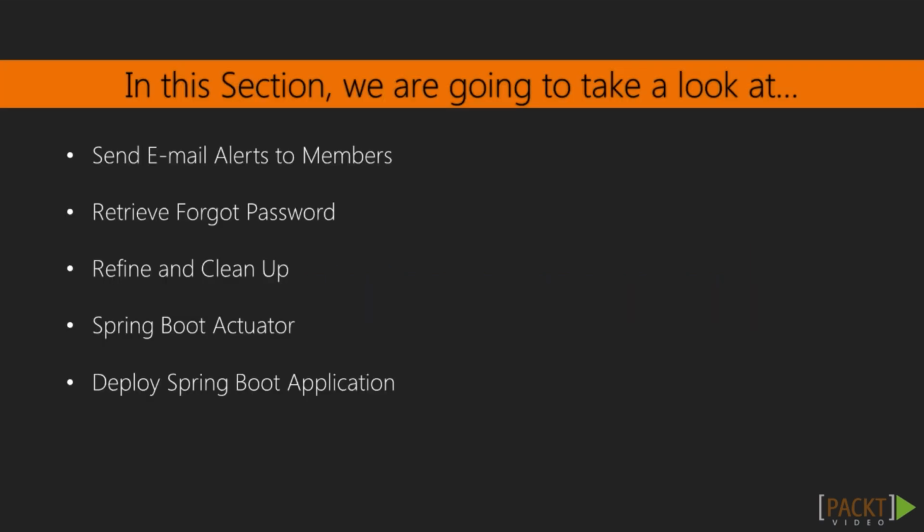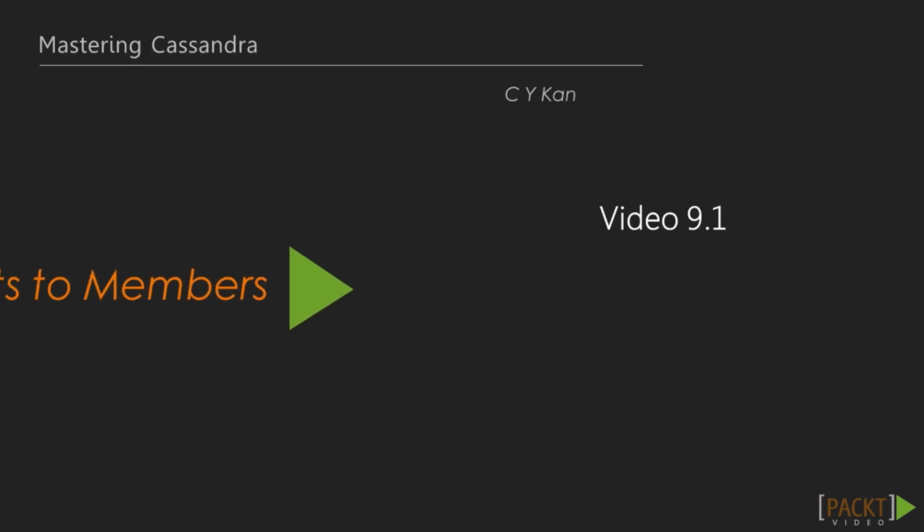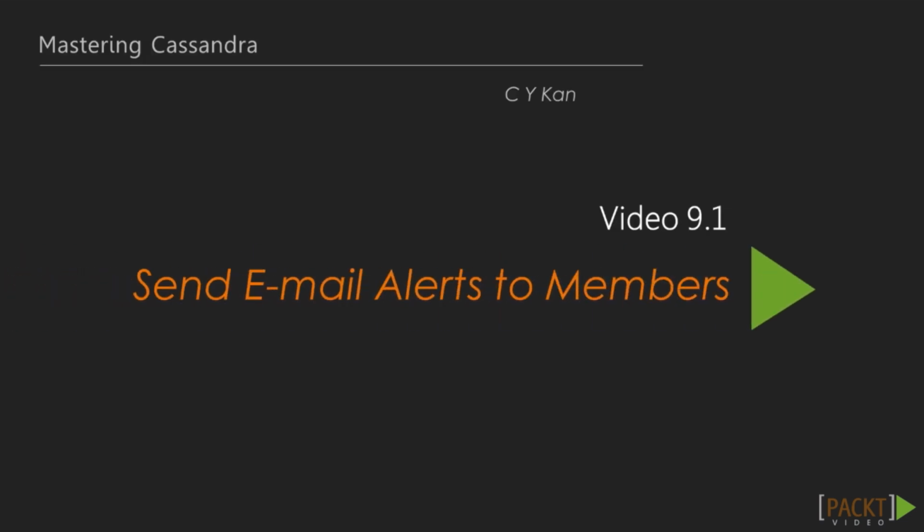We're going to enhance the trading signal email alert to send to active subscribers. We'll also add a forgot password retrieval function. We'll then refine and clean up the application and add in Spring Boot Actuator, which provides some very nice and useful production features. Lastly, we'll introduce the various deployment options provided by Spring Boot and actually deploy the standalone WAR file for Apache Tomcat. So let's begin to modify the email alert function.